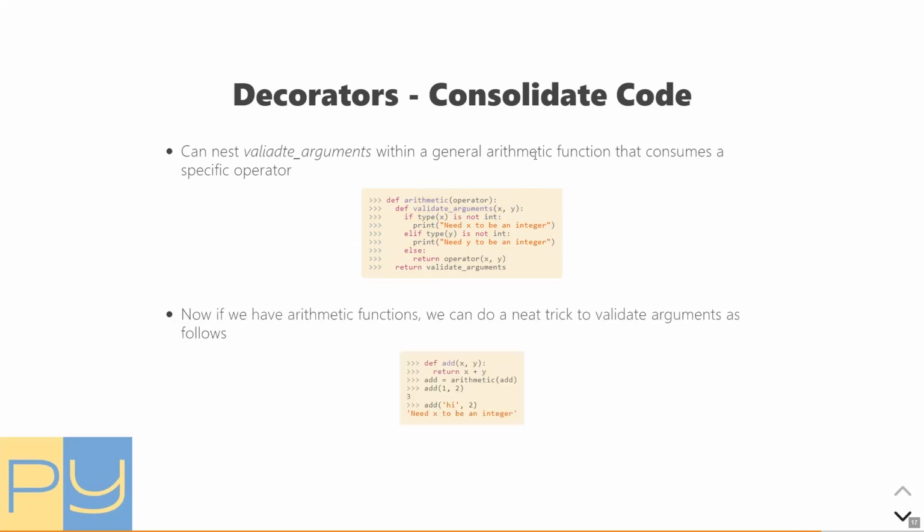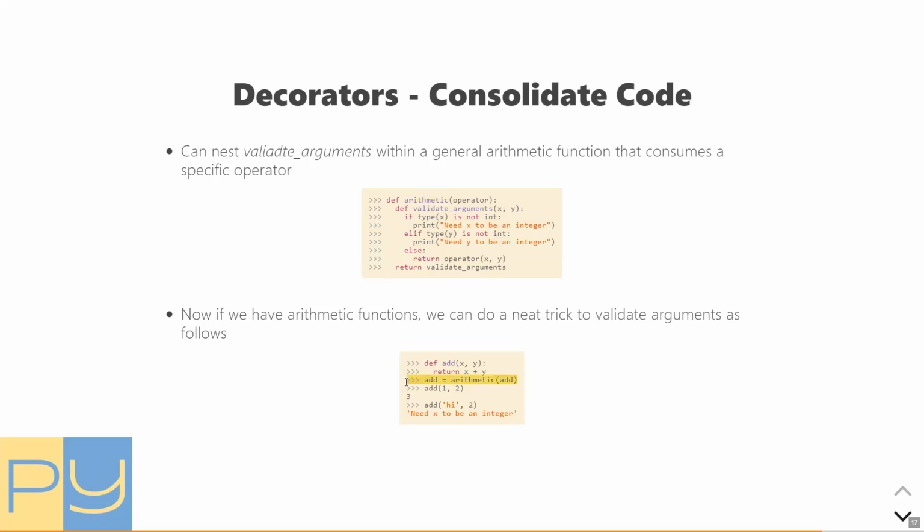And now we can see this through an example by just having a function called add that takes an x and y, returns x and y. And now this is really the highlight of the lecture right here. What we're going to do is take our add function and make it equal to arithmetic on add.